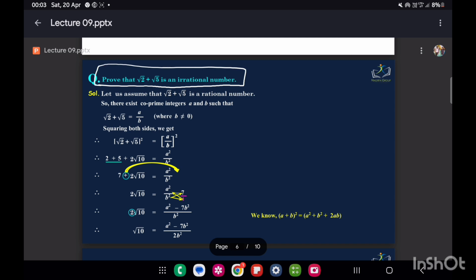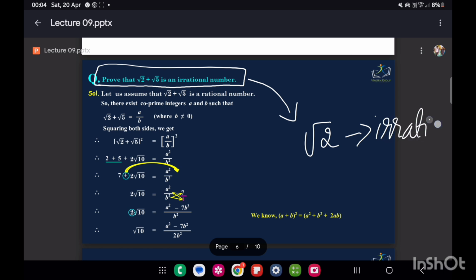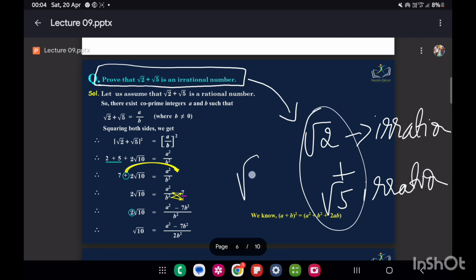We have to prove that root 2 plus root 5 is irrational, but just for our memory purpose, we are saying that root 5 is irrational and root 2 is also irrational. If we add both, we will get an irrational number only. For example, generally I am telling root 2 is irrational, plus root 5 is irrational. If we add these two numbers, we will get an irrational number only. This is the logic we have to think in our mind.